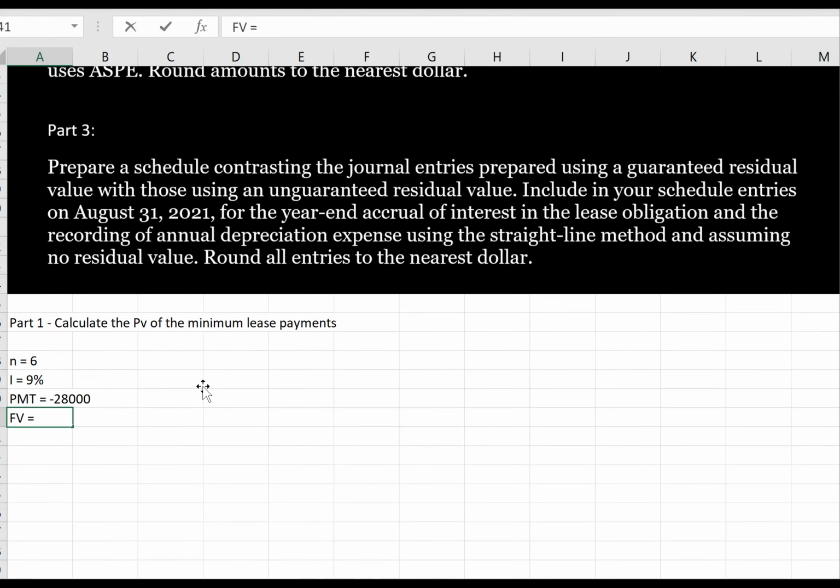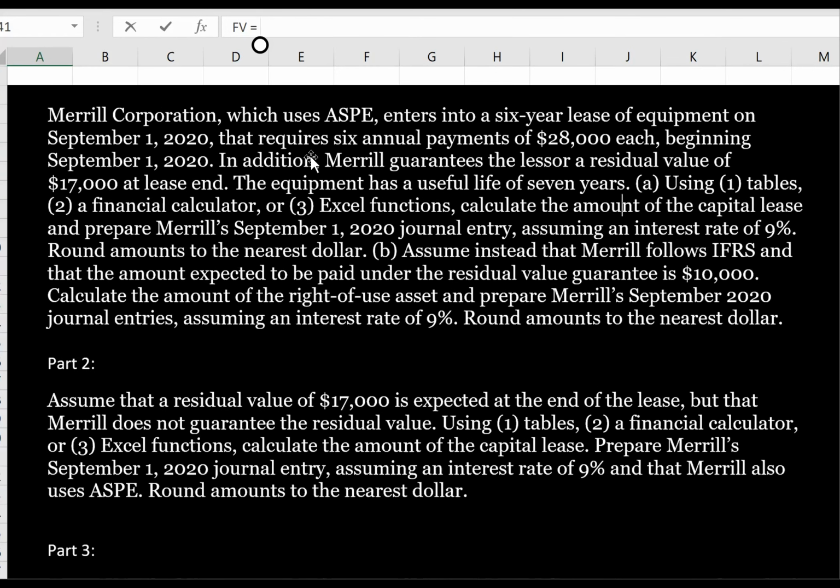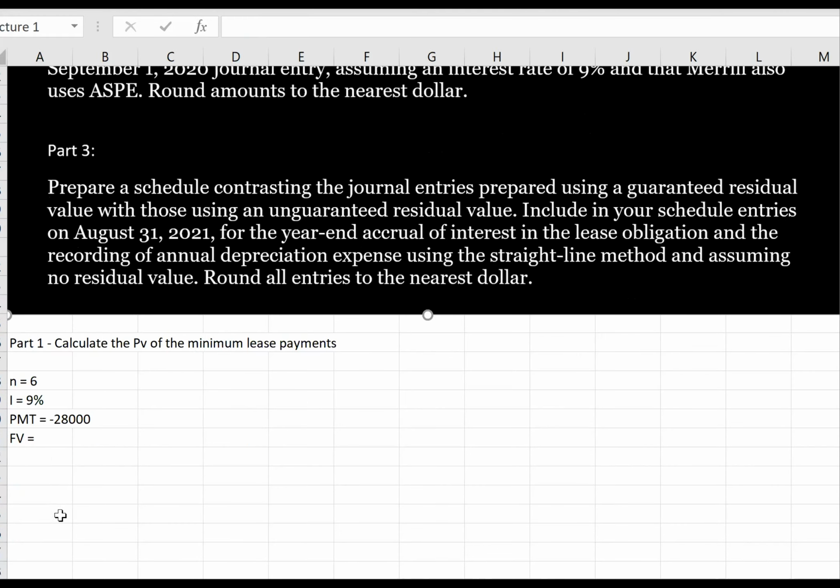So how do we deal with this residual value? One thing that's different about this question that we haven't seen yet is where it says it's a 6-year lease, 6 annual payments of $28,000 beginning on September 1st, meaning we need to make sure we have that begin function on, which we'll need for every lease question. In addition, Merrill guarantees the lessor a residual value of $17,000 at the lease end. So we've guaranteed that it will have a future value of $17,000.